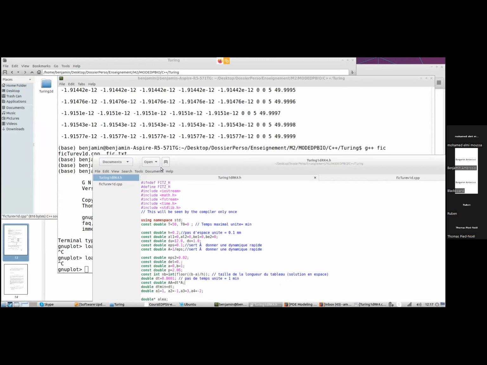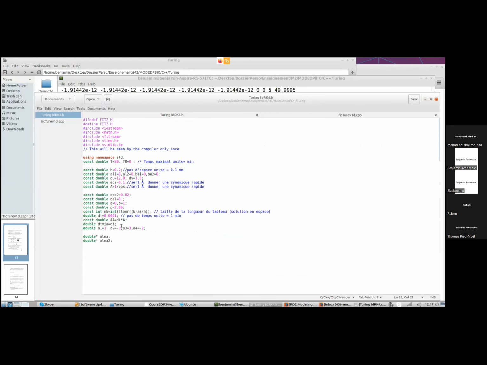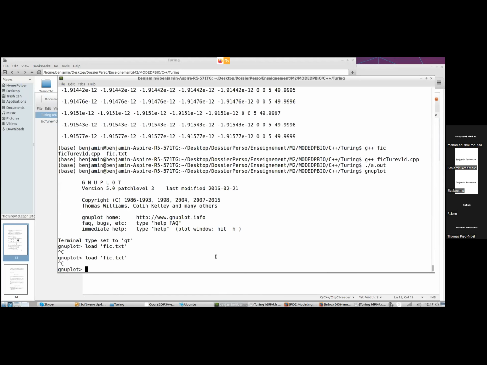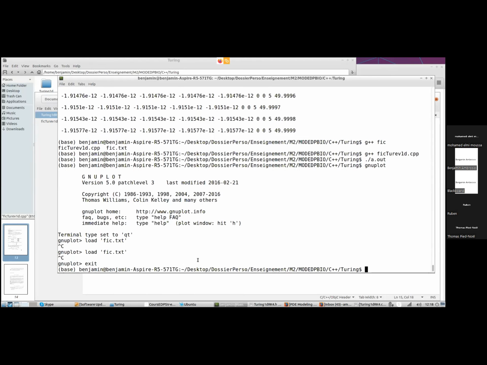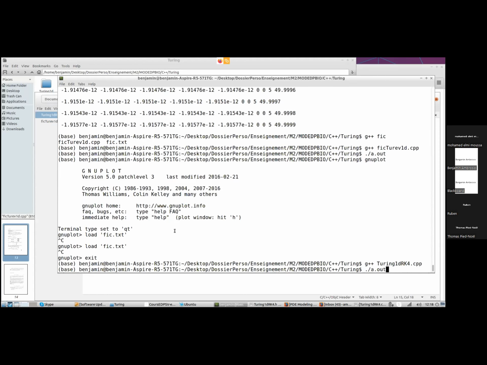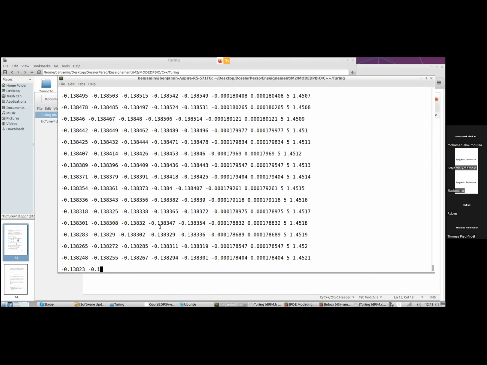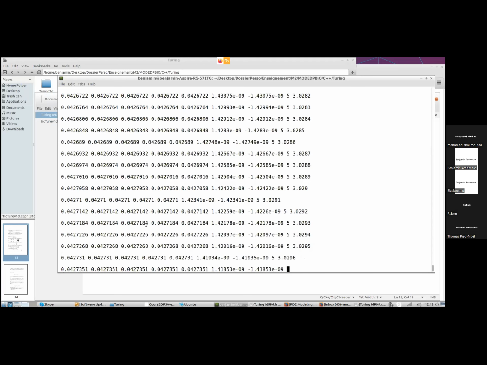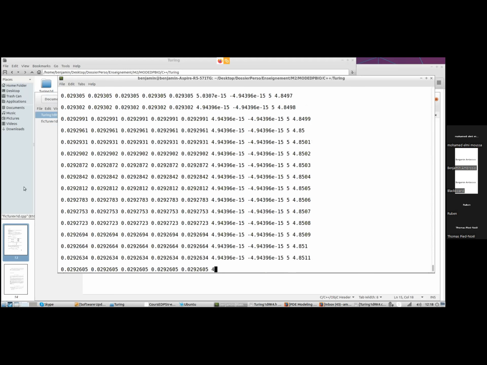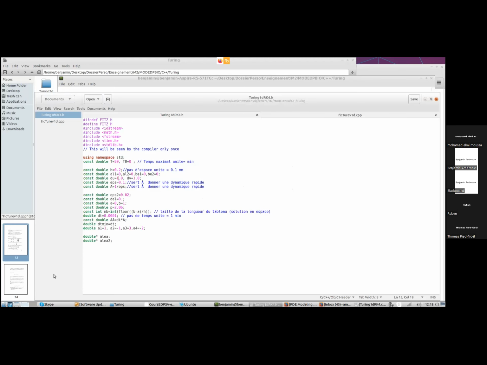So let's look at this. Now I will decrease my du. This was huge. Let's take 1. So it looks like everything still goes to zero, which is what is to be expected.